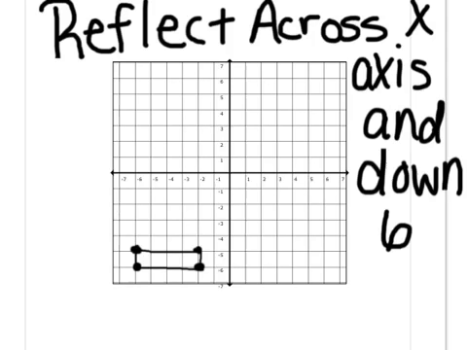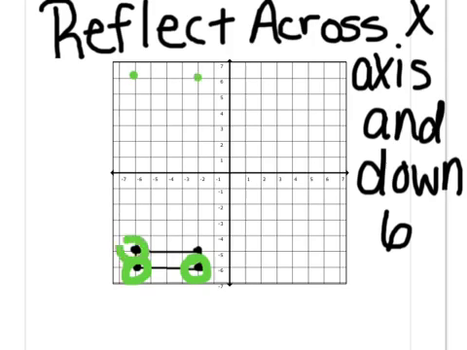We're going to reflect across the x-axis and down 6. So we take this point and reflect it across the x-axis. We're at -6, -6, so it becomes -6, 6. This point is at -2, -6, so it becomes -2, 6.